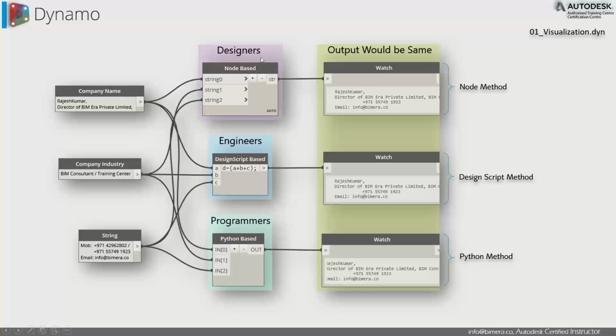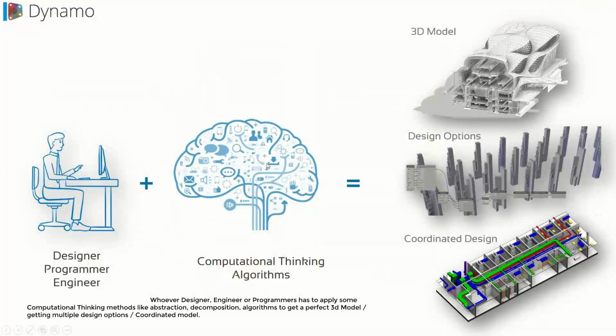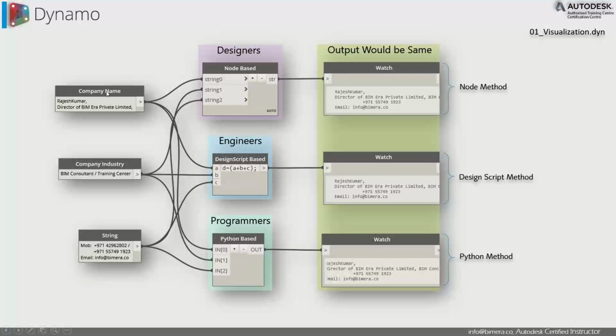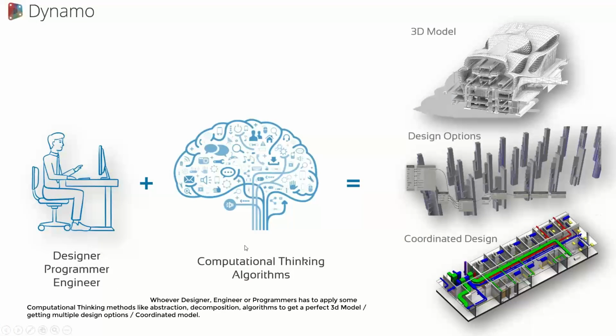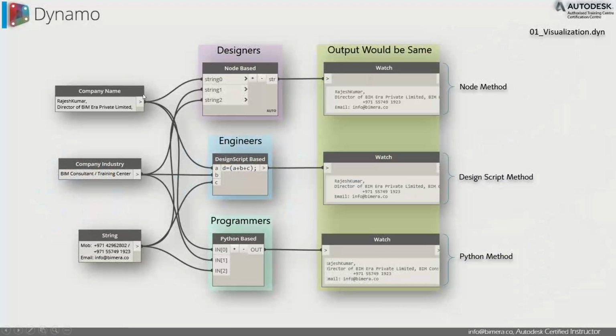You just have to play with a designer's method, an engineer's method, and a programmer's method. What did we do here? Actually, the company name, Rajesh Kumar, director of Bimera Private Limited, and the industry are strings. I would like to print all these three in one code block, like it's my business card. I followed three different methods: the first one is a designer's method, the second is an engineer's method, and the third is a programmer's method. I got the same output.